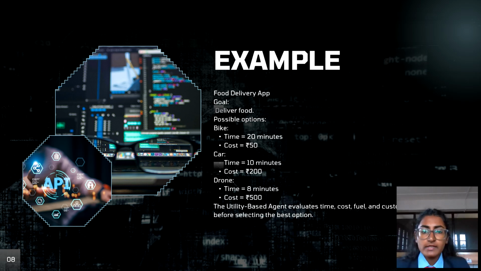Now, let us understand this using a food delivery app. The goal is to deliver food to the customer. There are three delivery options: bike, car, or a drone. Each option has a different delivery time and cost. The utility-based agent compares delivery time, cost, fuel consumption, and customer satisfaction. After comparing all these factors, it selects the option that provides the maximum overall benefit. So, unlike the goal-based agent, it focuses on choosing only the best solution, not just any successful solution.